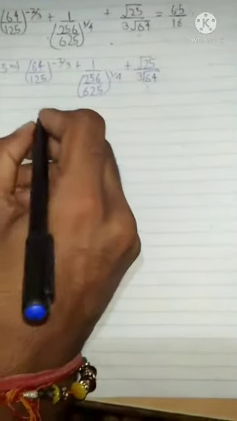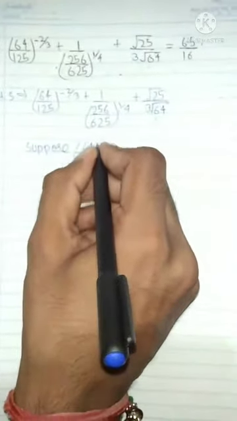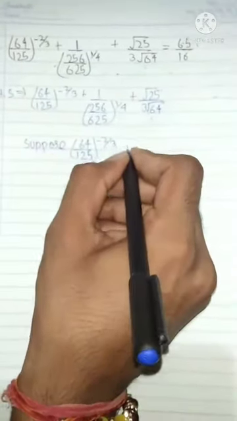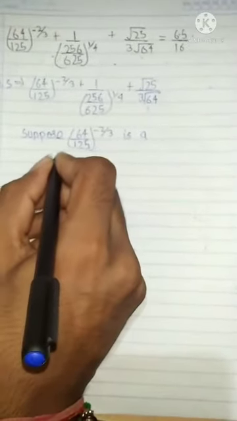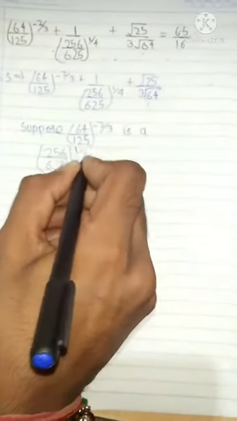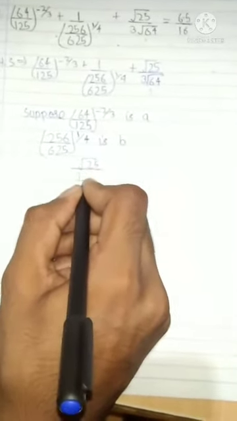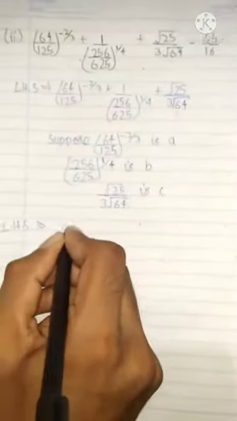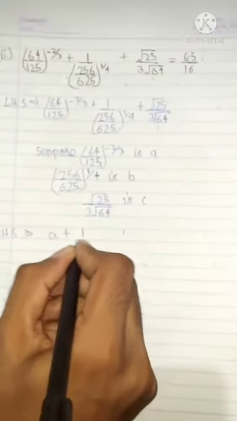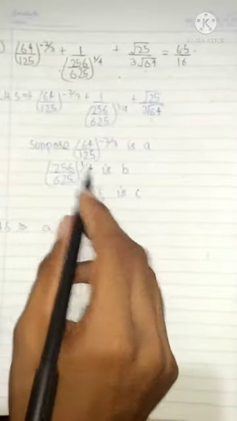So suppose 64 upon 125 के power minus 2 by 3 is A, and 256 upon 625 के power 1 by 4 is B, and root 25 upon cube root of 64 is C. Then LHS becomes A plus 1 upon B plus C. So first we find the value of A, then we put in the equation first.